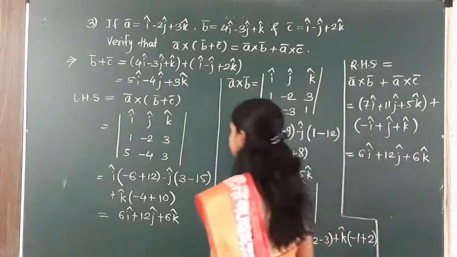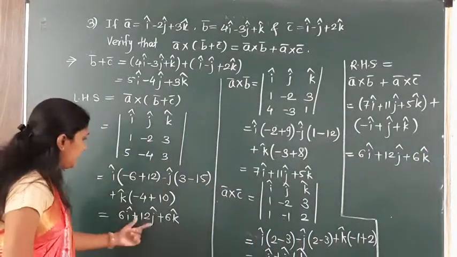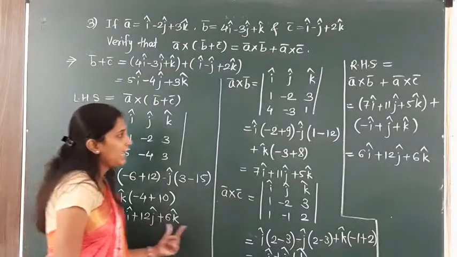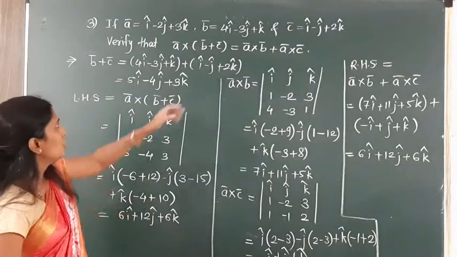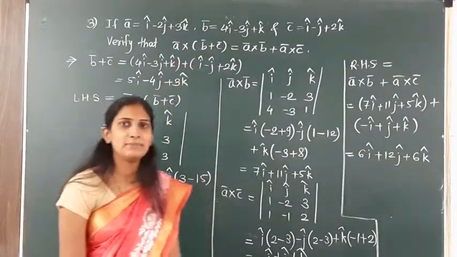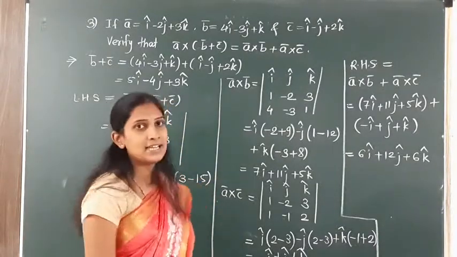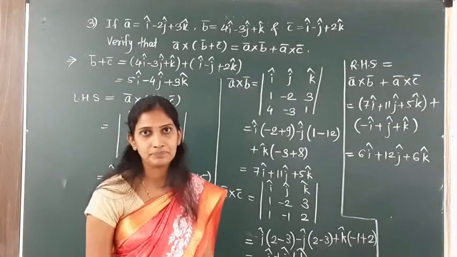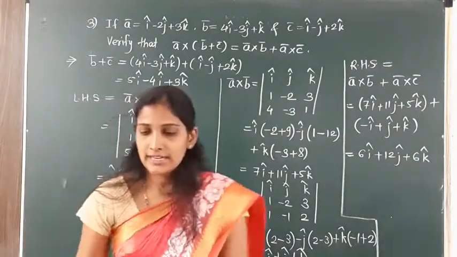So it is 6i cap plus 12j cap plus 6k cap. If we observe the LHS and the RHS, they are the same. So we verify that a bar cross (b bar plus c bar) is equal to a bar cross b bar plus a bar cross c bar. This is our third example. Now the next example.